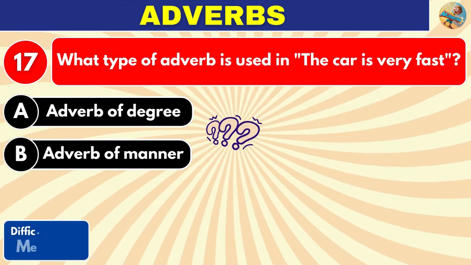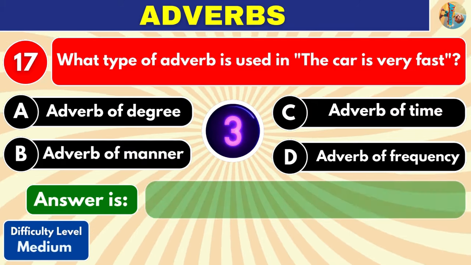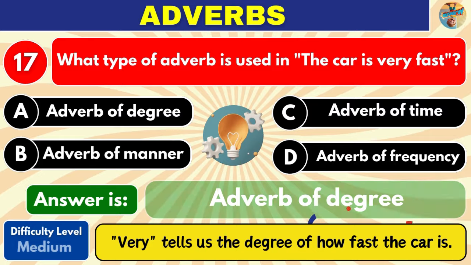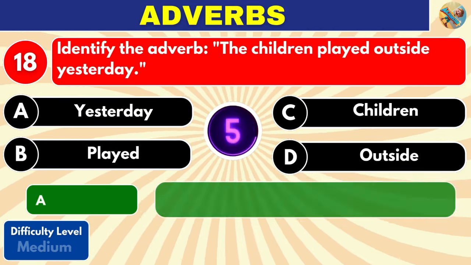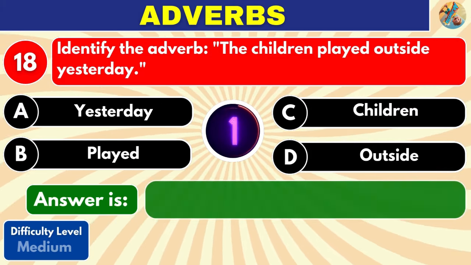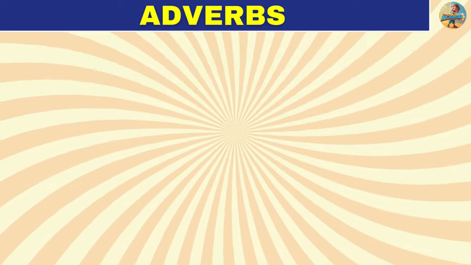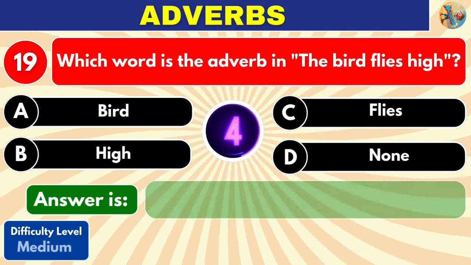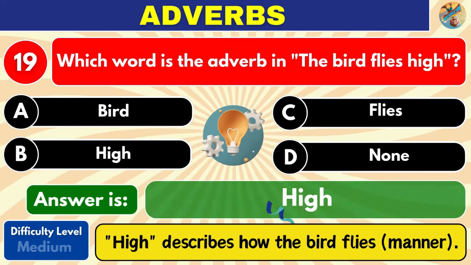Question 17 is what type of adverb is used in the car is very fast? Answer 17 is adverb of degree. Question 18 is identify the adverb, the children played outside yesterday. Answer 18 is yesterday. Question 19 is which word is the adverb in the bird flies high? Answer 19 is high.